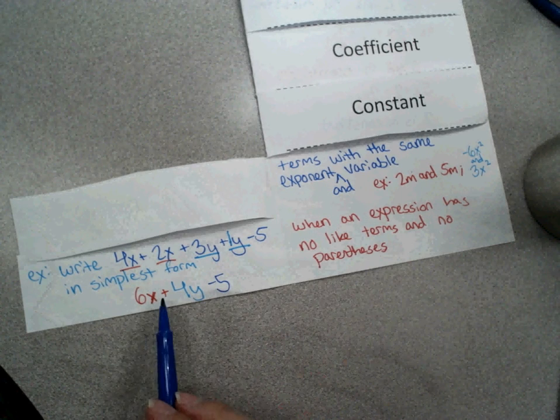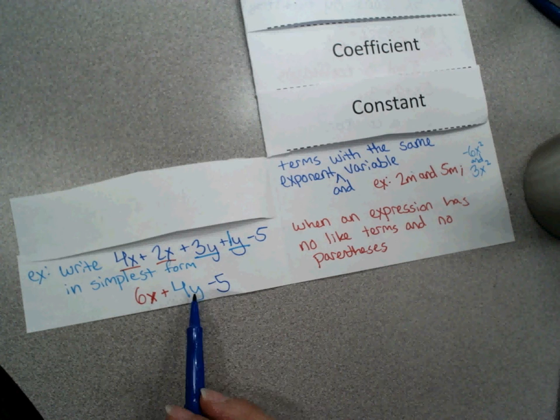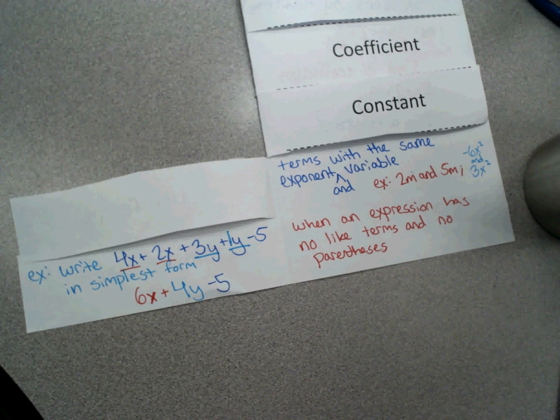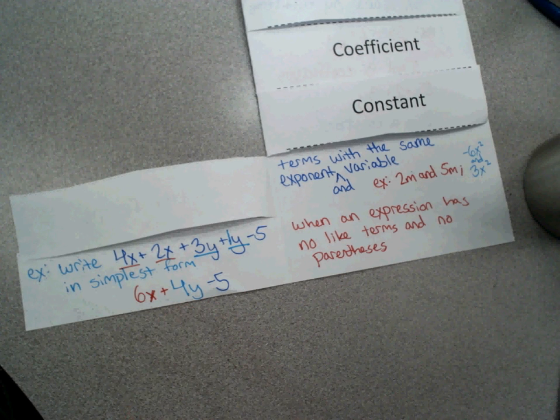So notice how at the end, these are all different terms. They're not like terms. We have an x, we have a y, and we have just a constant. And there's no parentheses. So this is in simplest form. We can't combine anything else.